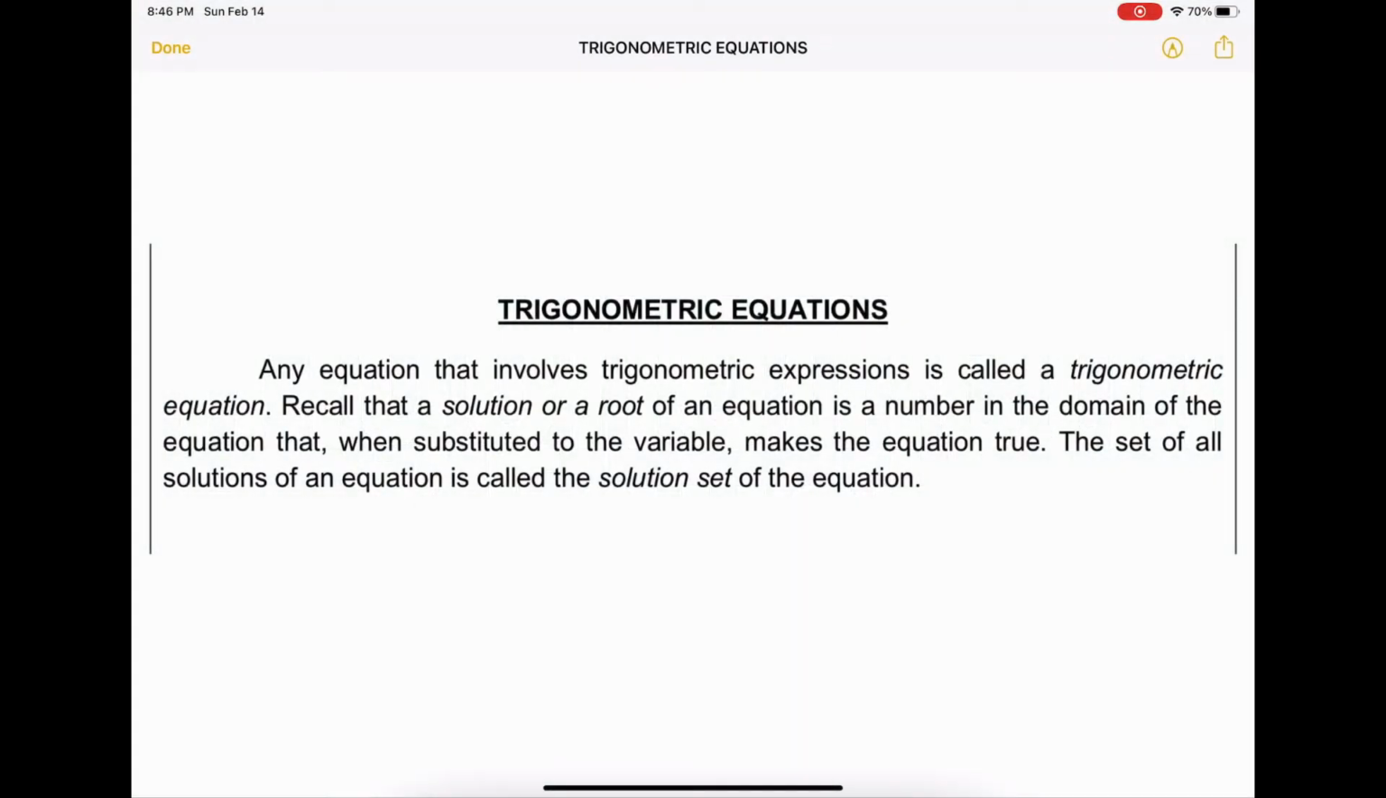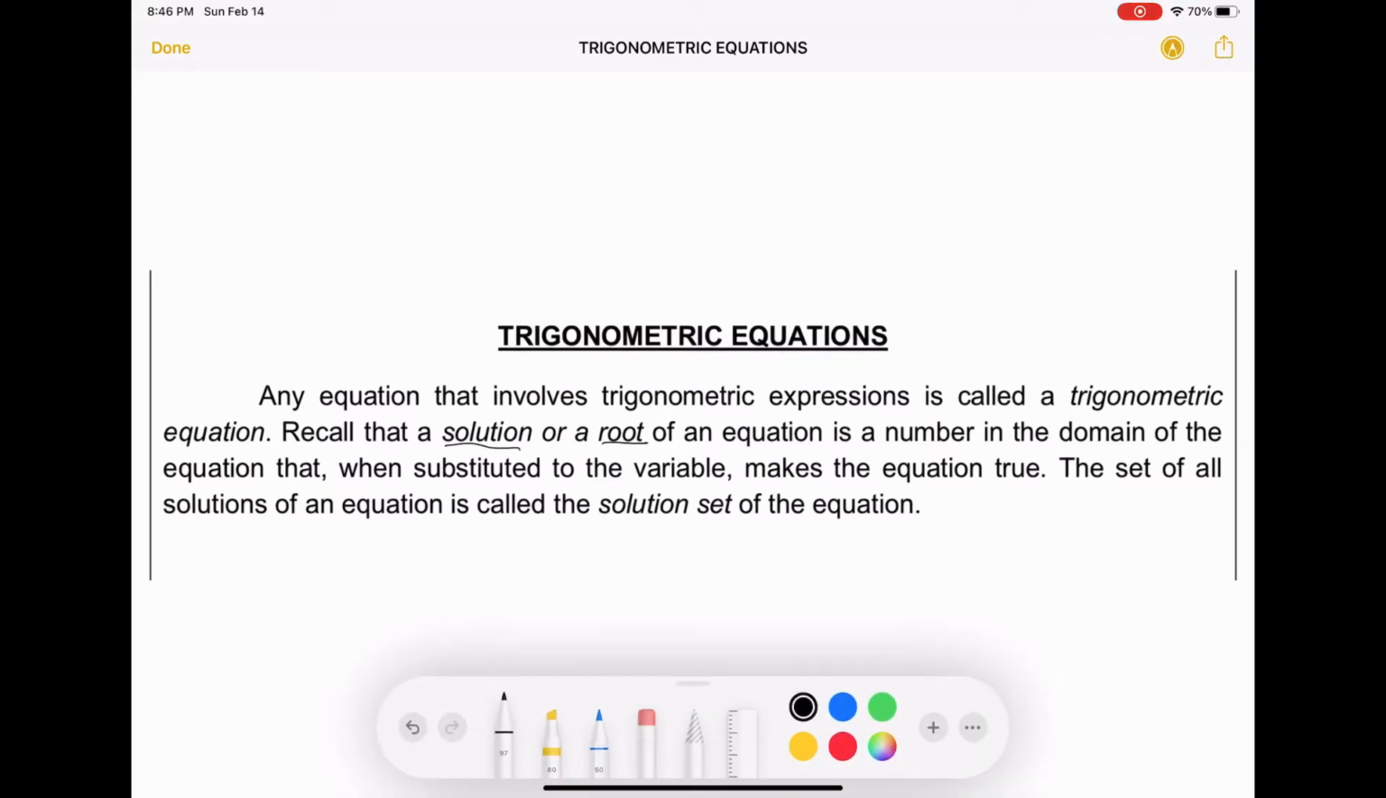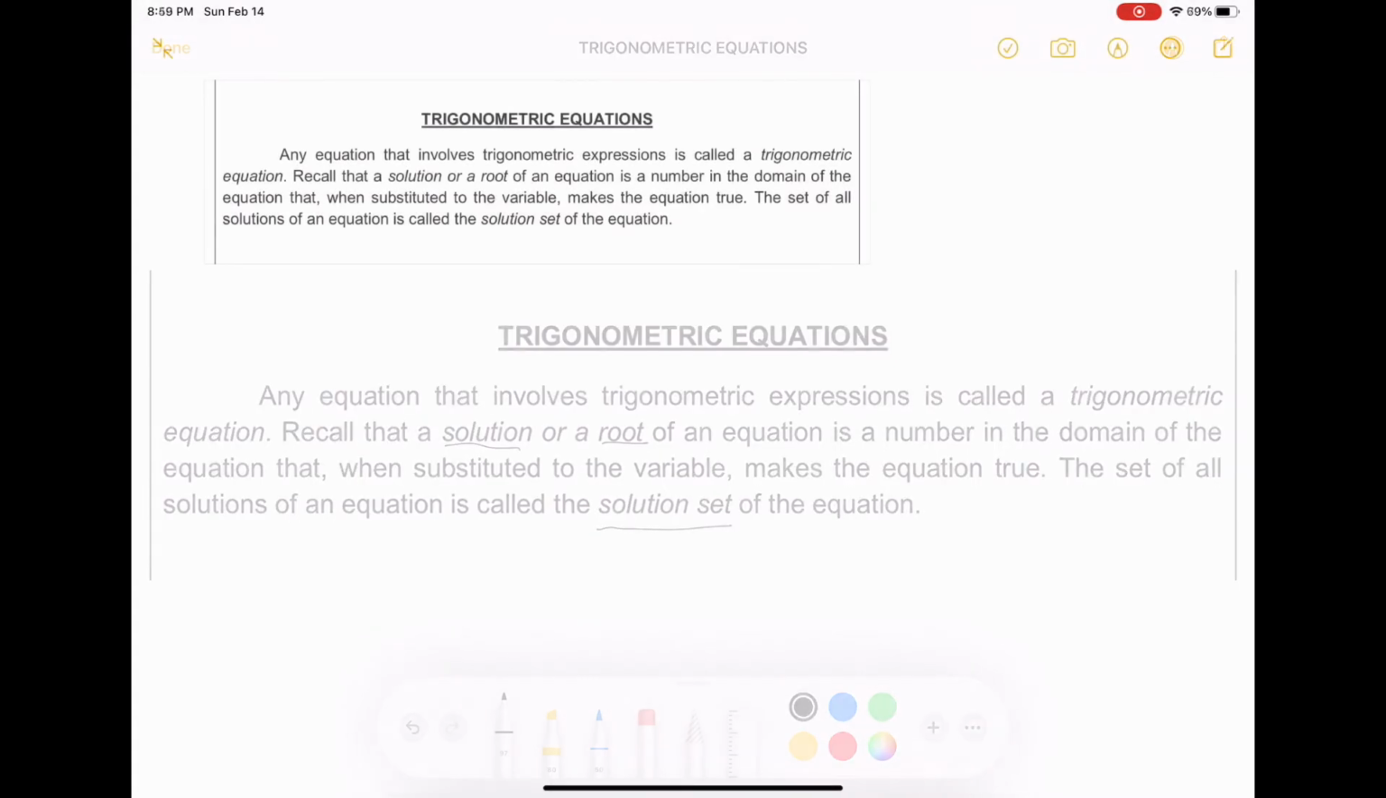Trigonometric equations. Any equation that involves trigonometric expressions is called a trigonometric equation. Recall that a solution, or a root of an equation, is a number in the domain of the equation that, when substituted for the variable, makes the equation true. The set of all solutions of an equation is called the solution set of the equation.